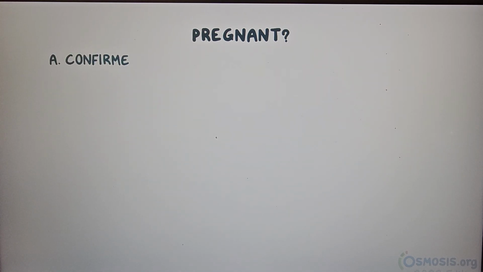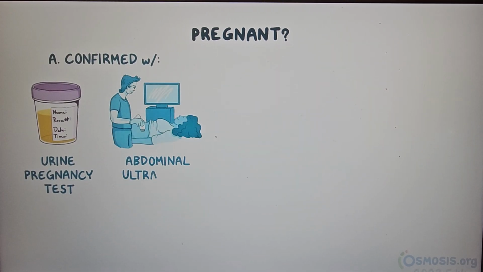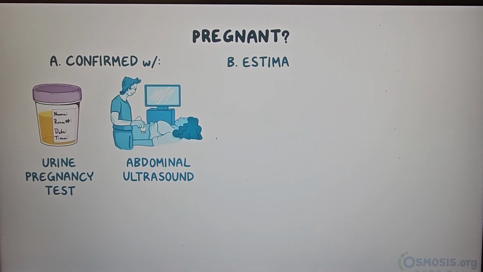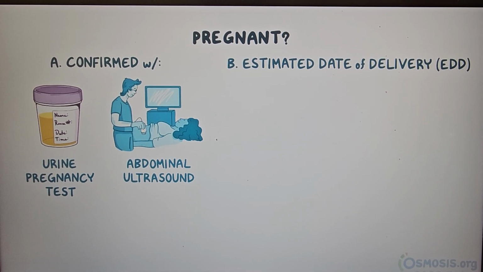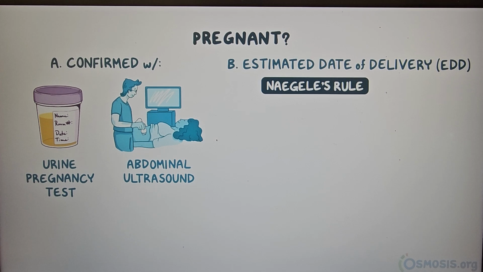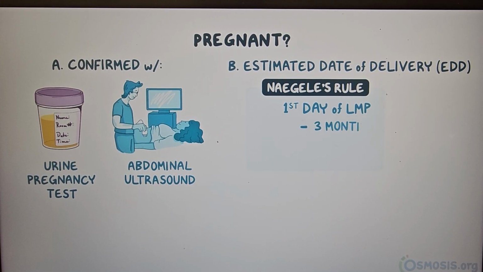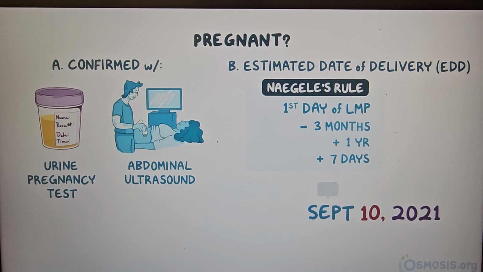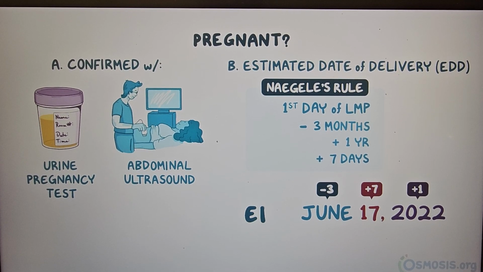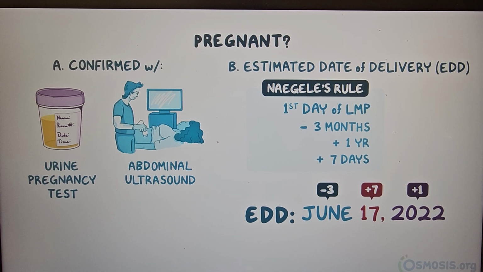Now, in clients who suspect they're pregnant, pregnancy should be confirmed with a urine pregnancy test and an abdominal ultrasound. If pregnancy is confirmed, the estimated date of delivery, or EDD, should be calculated. It's traditionally calculated using Naegele's rule, which takes the first day of the last menstrual period, or LMP, subtracts 3 months, and then adds 1 year and 7 days. So if the LMP was September 10th, 2021, counting back 3 months, then adding 1 year and 7 days calculates the EDD as June 17th, 2022.